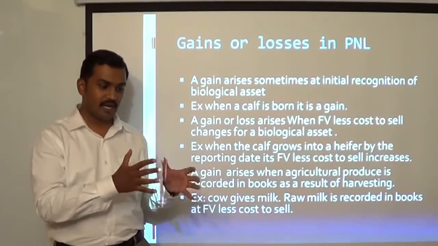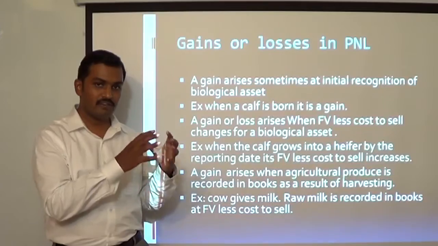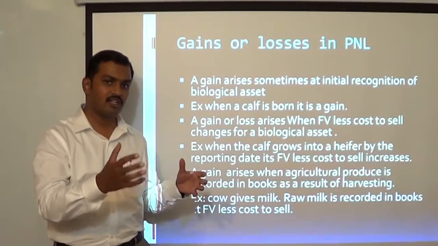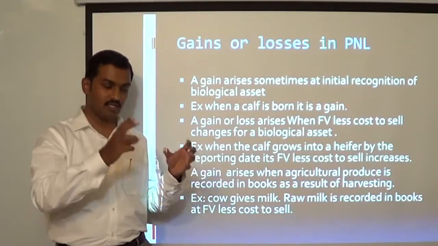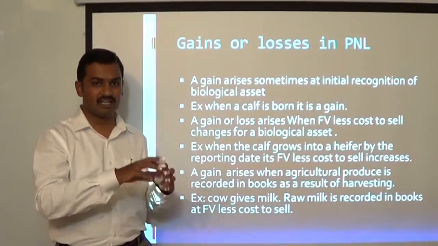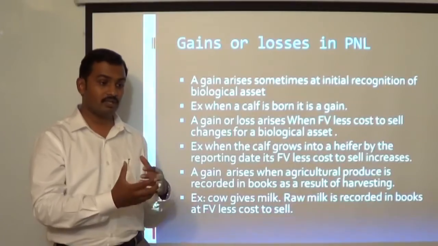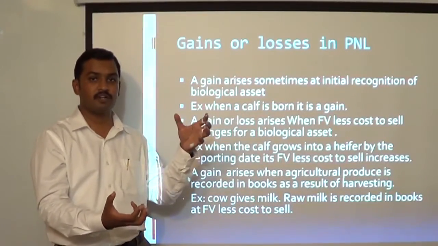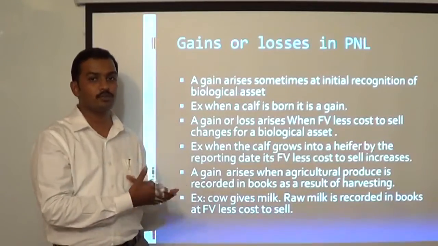Let us say I had some cattle at the beginning of the year. I would have recognized them in my balance sheet at a particular fair value. By the end of the year, the fair value of that cattle might increase. So that difference becomes a gain for me. Or sometimes the cattle has become old, the fair value may reduce when compared to the fair value at the beginning of the year. It will be a loss, it will be debited to profit and loss account.